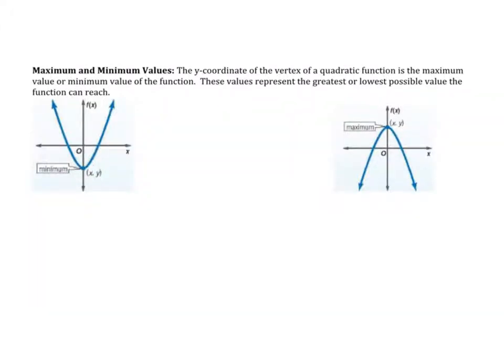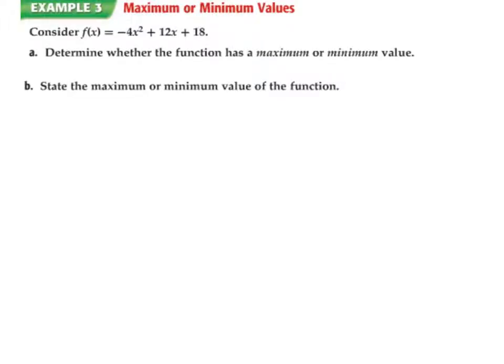Maximum and minimum values. The y-coordinate of the vertex of a quadratic function is the maximum value or minimum value of the function. These values represent the greatest or lowest possible value the function can reach. And here you can see if the point is at the very bottom of the graph, it's going to be a minimum. If the point is at the very top of the graph, it's going to be a maximum. In example 3, we're going to be determining whether the function has a maximum or a minimum, and then we're going to actually be stating that maximum or minimum.